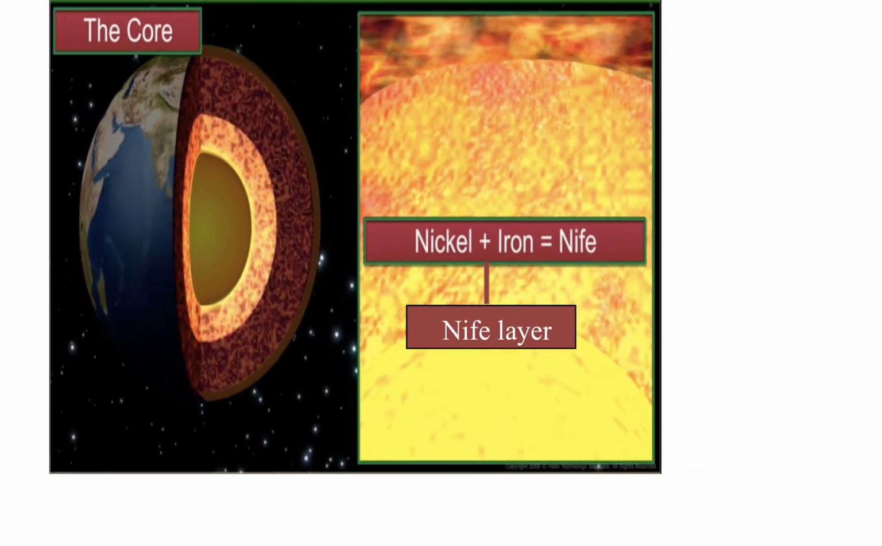The mineral constituents which are present in the core. The two minerals are nickel and iron, and this is also called as NiFe. Here Ni stands for nickel and Fe stands for iron, or ferrous also we can say. So it's also called the NiFe layer. But as the core is divided into two, inner core and outer core, you have to keep in mind that in the outer core both nickel and iron are present, but in the inner core the maximum amount of iron is present.